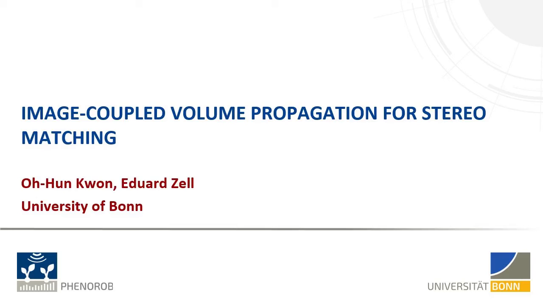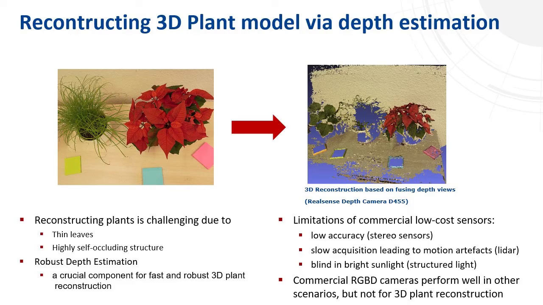In this video, we explore image-coupled volume propagation for stereo matching, introducing a novel neural network model to densely estimate disparity maps, ultimately achieving accurate and efficient depth estimation. Our primary goal is to achieve a comprehensive 3D model of plants.